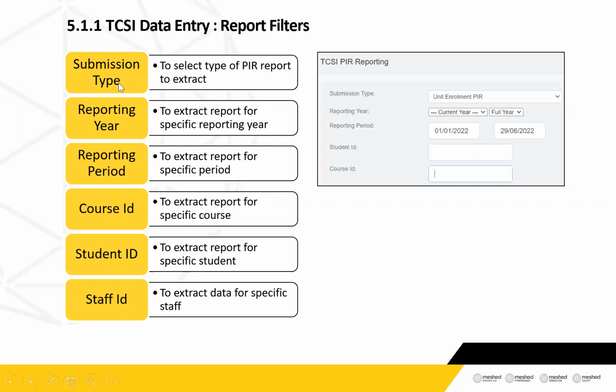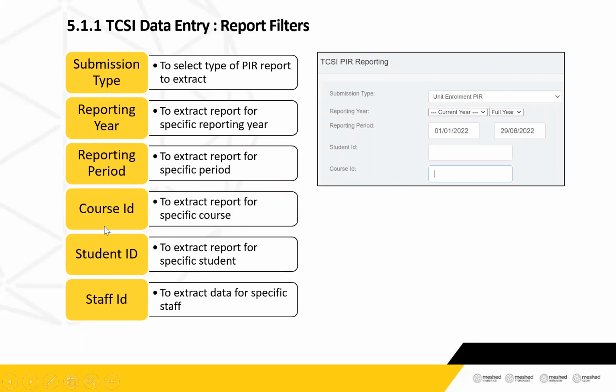So there are different filters. First is submission type. In submission type, basically you can select what report you would like to extract. So for example, if it is unit enrollment PIR or course of study, course, campus, like that, you can select that report. Then reporting year, you can provide the reporting year and the system will capture data only for that reporting year. Or if you would like to provide a specific period, you can also do that by providing that period here.